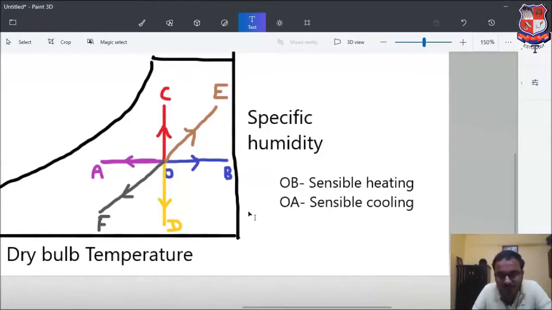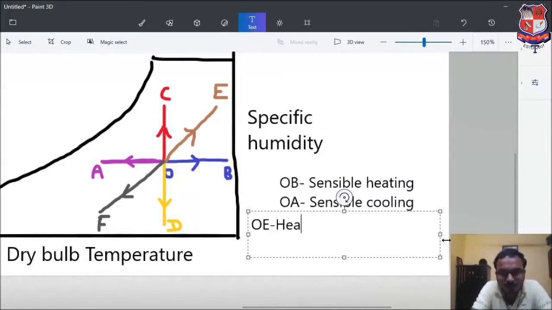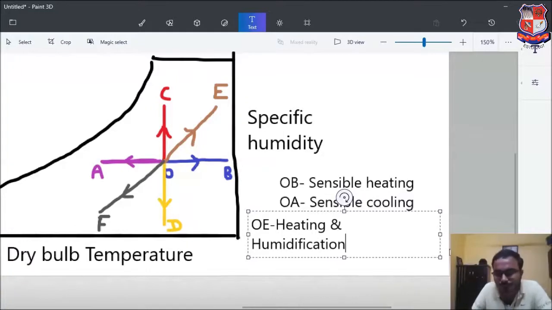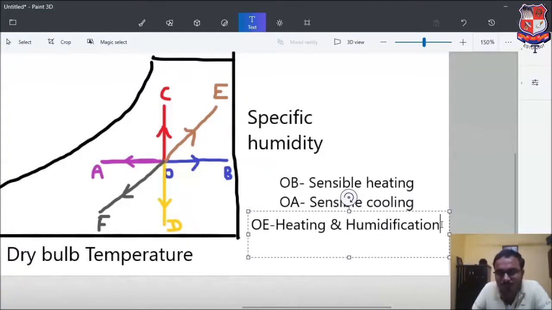So let us denote them. O2E is heating and humidification, and then O2F is called cooling and dehumidification.